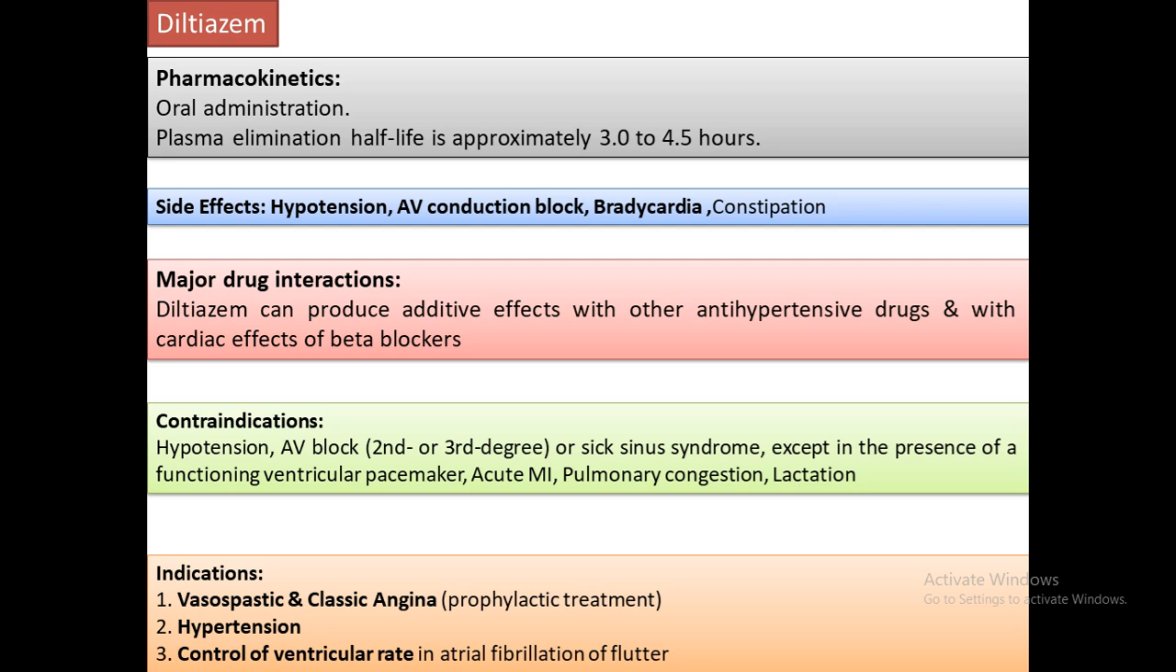Contraindications: hypotension, AV block (second or third degree), sick sinus syndrome except in the presence of a functioning ventricular pacemaker, acute myocardial infarction, pulmonary congestion, lactation. Therapeutic applications: vasospastic and classical angina, hypertension, control of ventricular rate in atrial fibrillation or flutter.